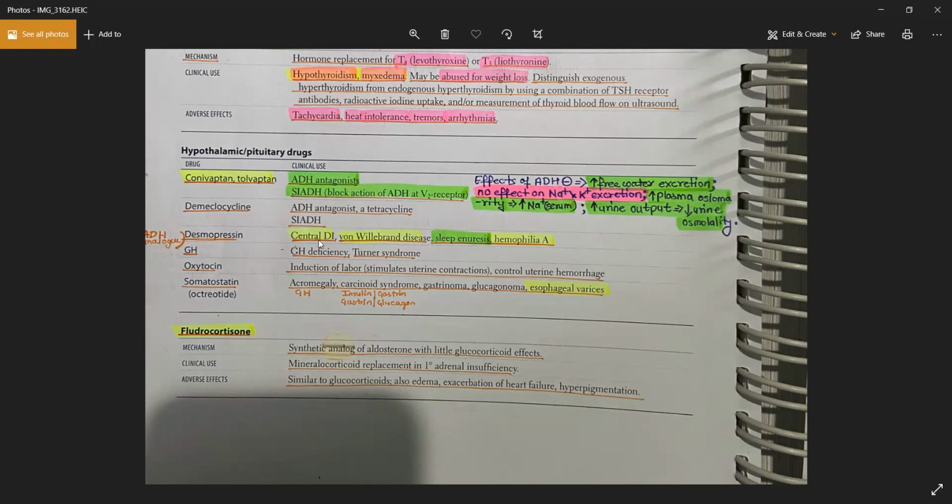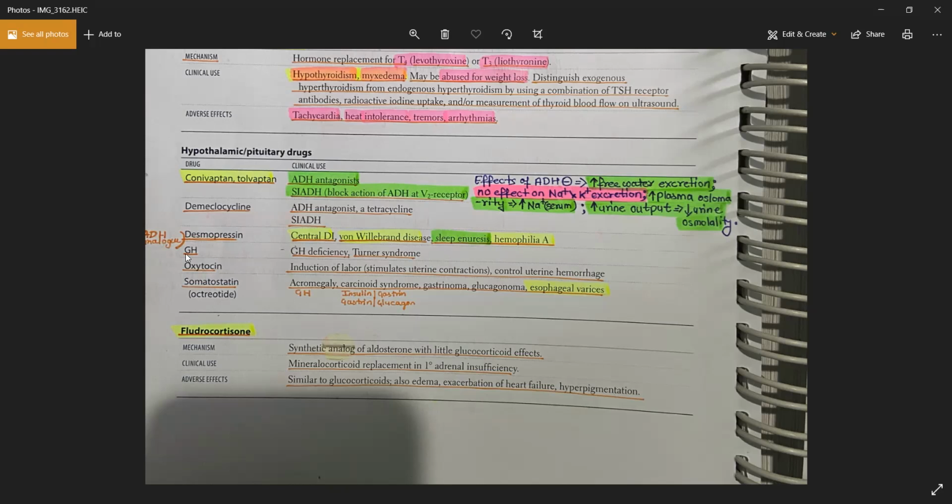Okay, it is useful for central diabetes insipidus, and because you know that ADH also increases the von Willebrand secretion, which carries factor 8, these drugs are also useful for von Willebrand disease as well as hemophilia A. Because they promote water reabsorption in the tubules, it can be useful for the treatment of sleep enuresis.